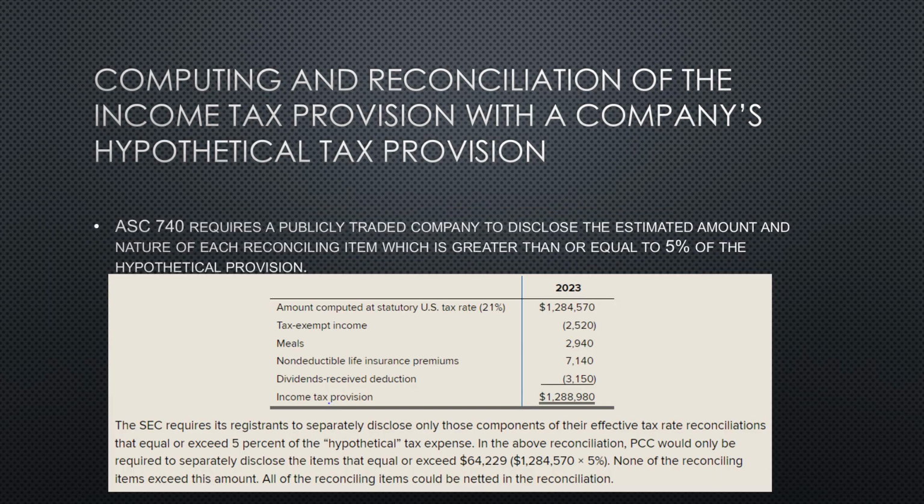The ASC requires a publicly traded company to disclose the estimated amount and nature of each reconciling item that is greater than or equal to 5% of the hypothetical provision. Now, that would be in this case anything that's over 64,000, and as you can see, none of them are over that amount. In fact, they're not even close. So technically, none of these items need to be disclosed separately.